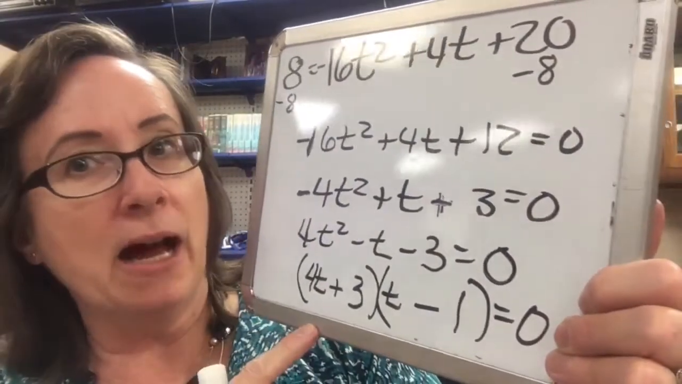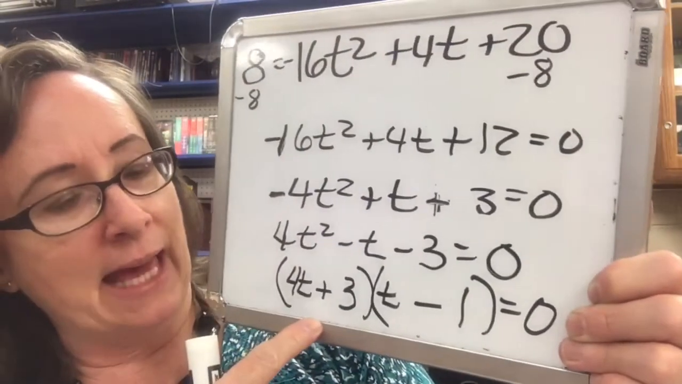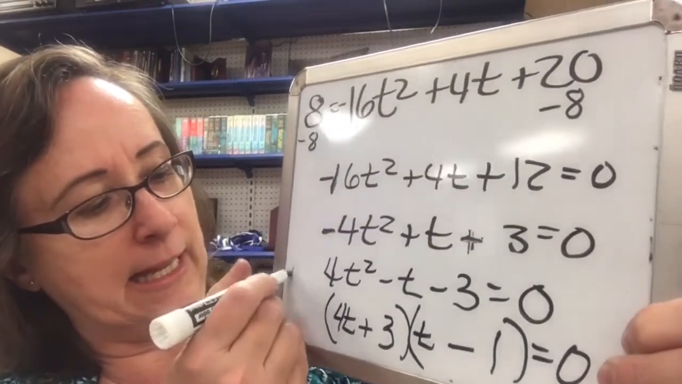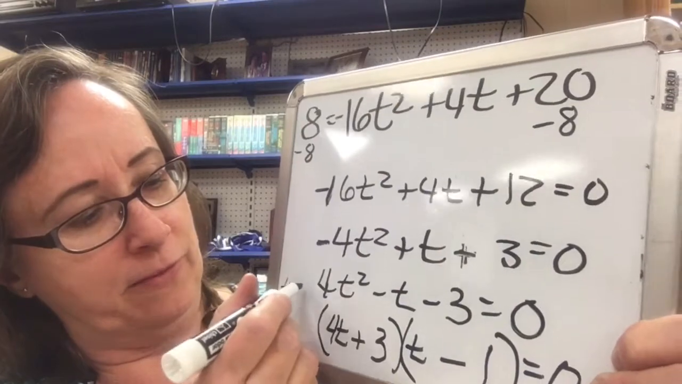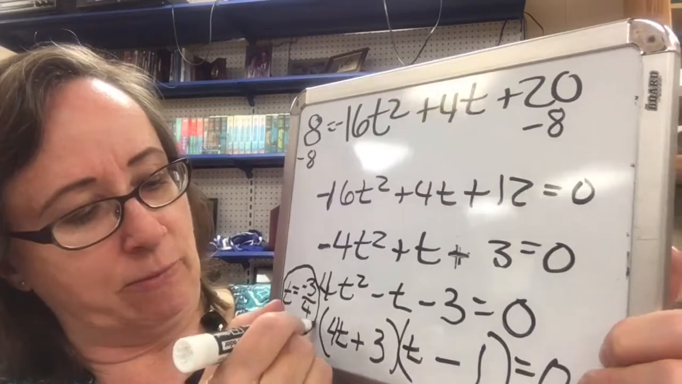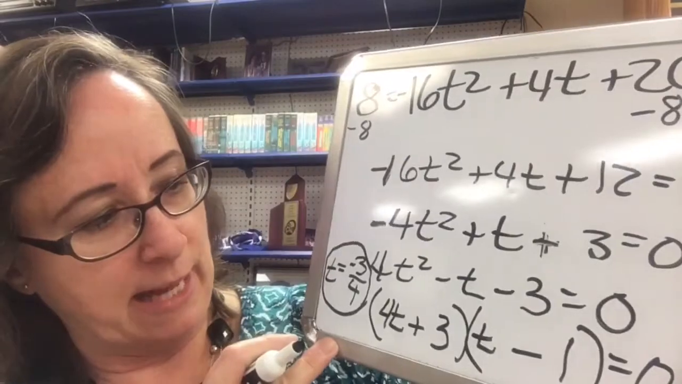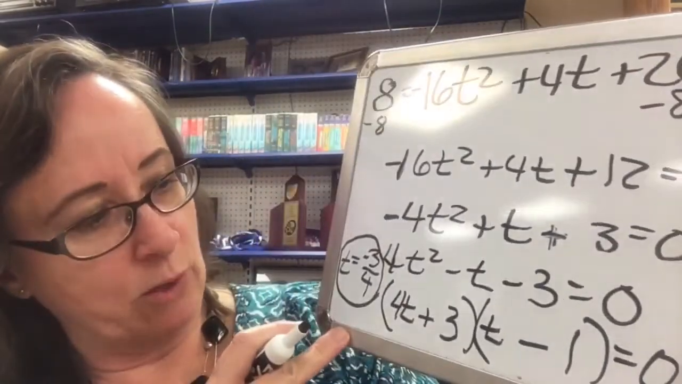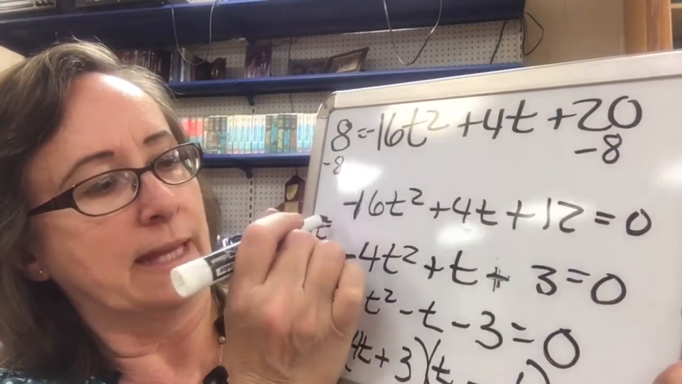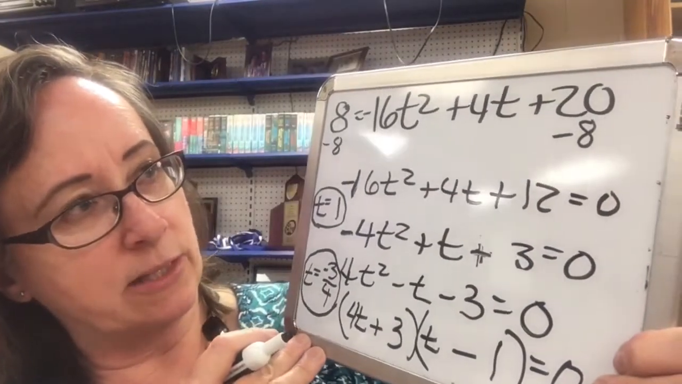Okay, so now I set each factor equal to 0. When I set 4t plus 3 equal to 0, I get t is -3/4. And t is -3/4 is going backwards in time, and that's not going to work for me. But t is equal to 1 is the correct solution.